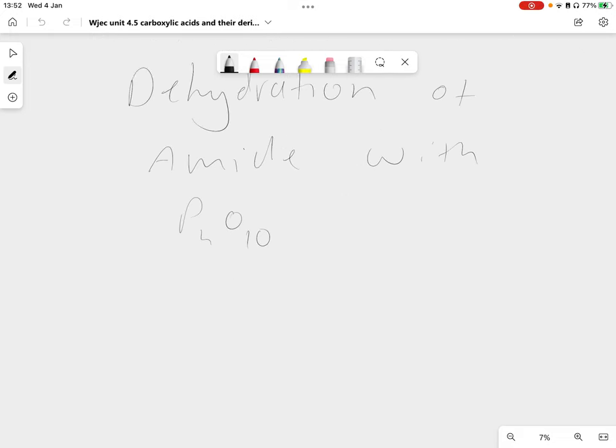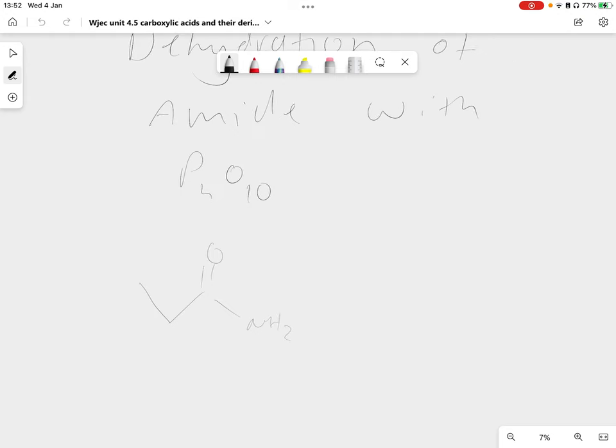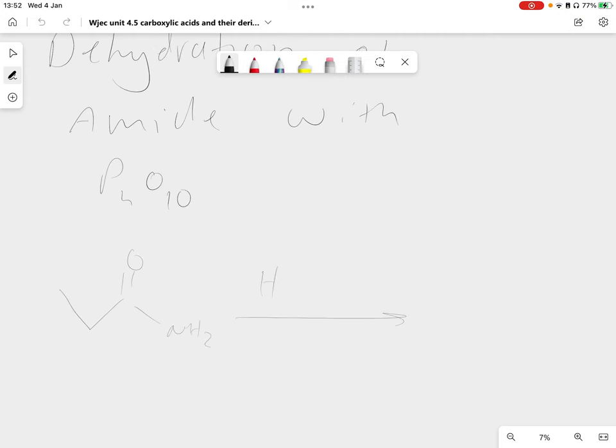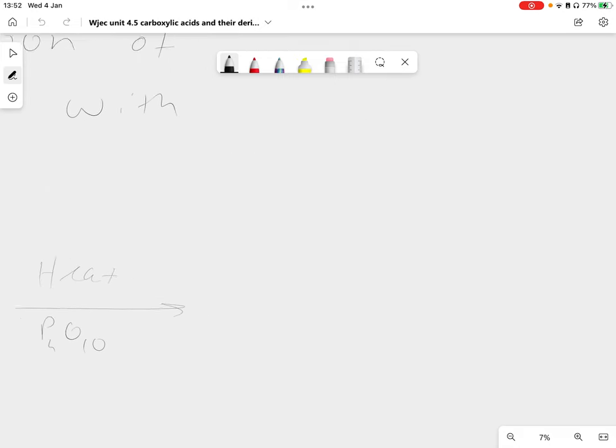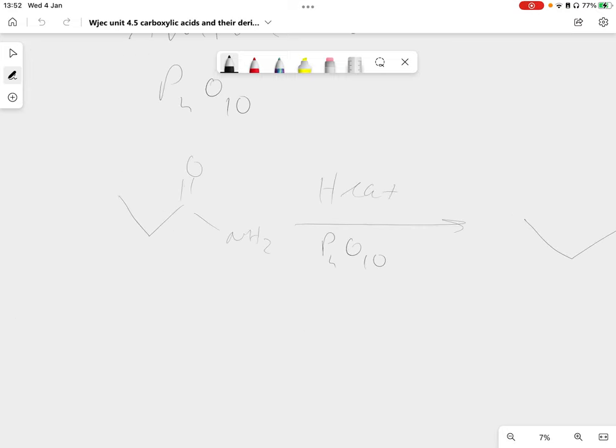So we're going to, for example, I'll do this molecule. Heat, P4O10. And that's going to form our nitrile. So as we can see here, we went from propanamide to propanenitrile.